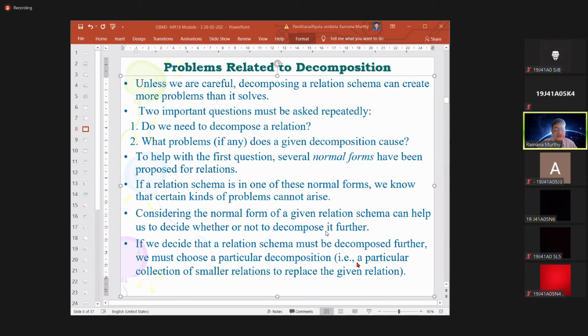If we decide that a relation schema must be decomposed further, we must choose a particular decomposition, a particular collection of smaller relations to replace a given relation.